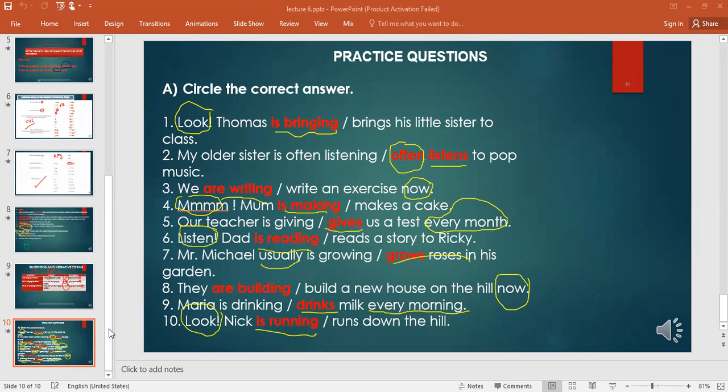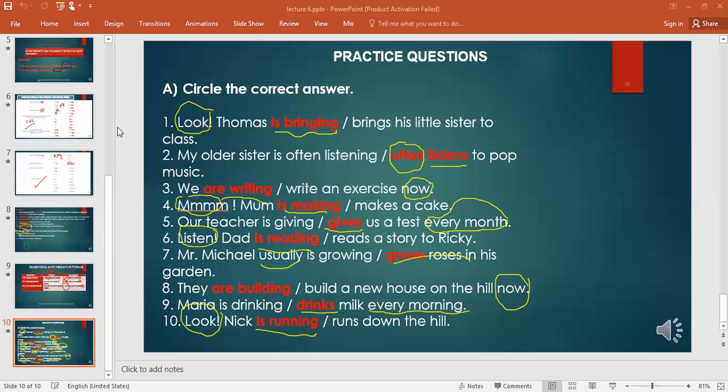Yes, Hadir, number 5. Our teacher gives us a test every month. Yes, gives. Why? Because she gives them a test. Which word shows you? Every month. This is a habitual action. It's happening every month. So this is a habitual action. We have to use the simple present tense here.